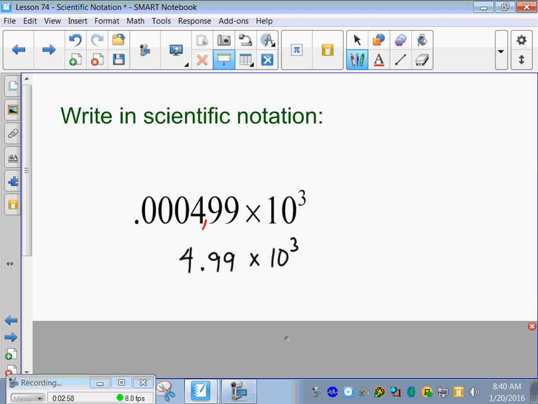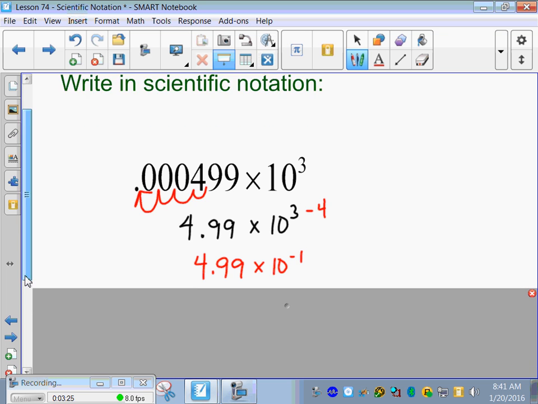So we put it here. How many spaces is that? 1, 2, 3, 4 spaces. Am I going to add 4 or am I going to subtract 4 on this one? Subtract 4. Very good. Because what would get me back to this from here would be going left 4. So my final answer is 4.99 times 10 to the negative 1. Okay, we add those exponents.